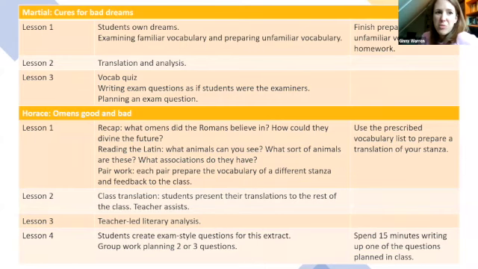So this is a sample scheme of work. I don't know if I'm going to stick to this, but when I was planning the session, I thought, well, how would I go about doing this? So I would spend longer on Horace because it's a longer extract. So I've put lesson 1 for Martial: examining familiar vocabulary and preparing unfamiliar vocabulary.